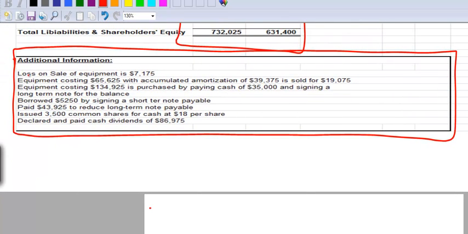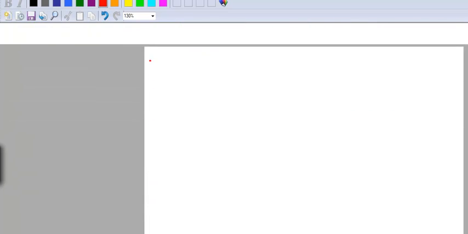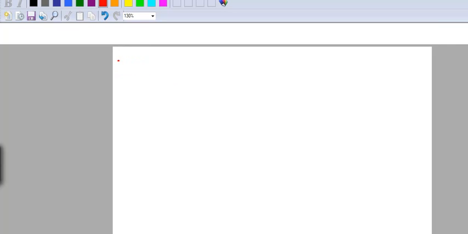It says loss on sale of equipment is 7,175. That by itself is not going to be relevant, but the next point, bullet point number 2, says equipment costing 65,625 with accumulated amortization of 39,375 is going to be sold for 19,000 cash. So those two bullet points are going to be important to me. Let me journalize it, and I'll show you which accounts are going to go where.